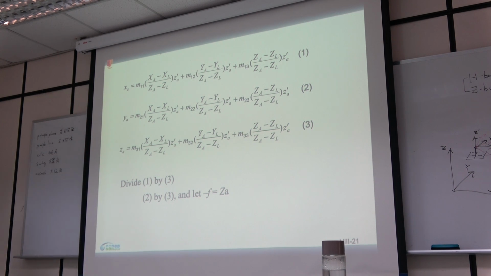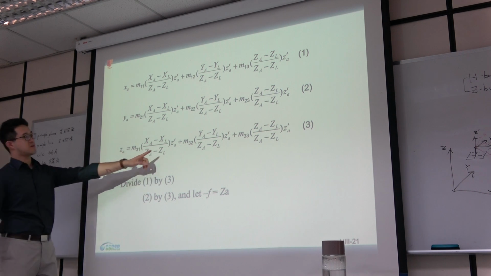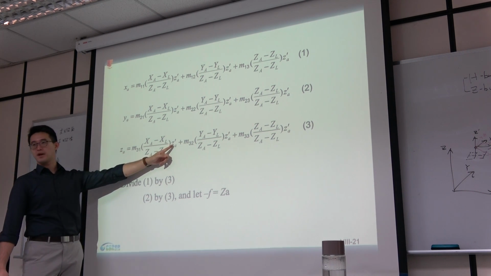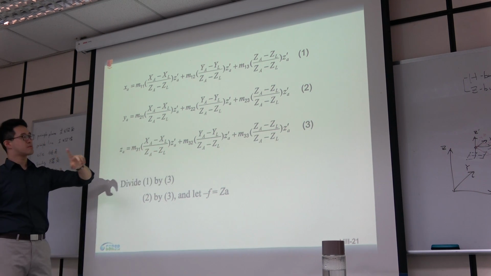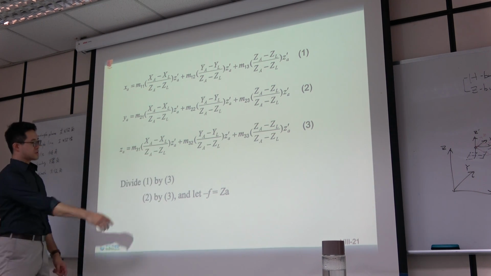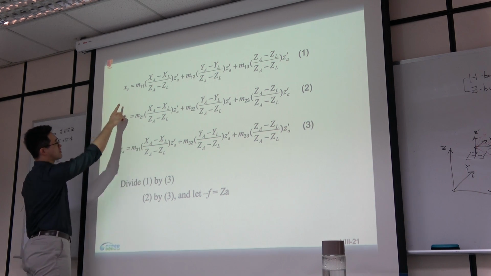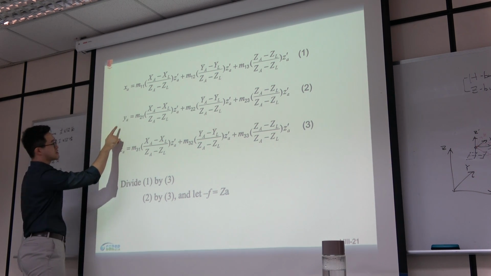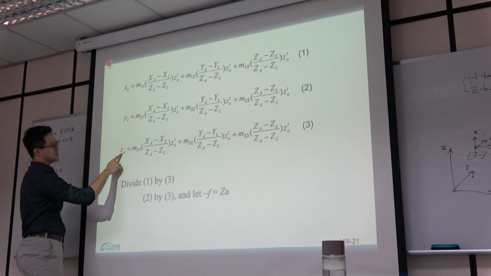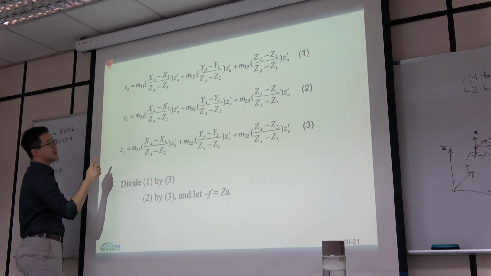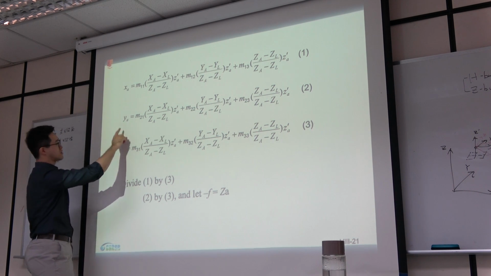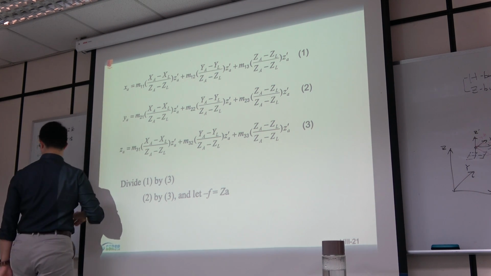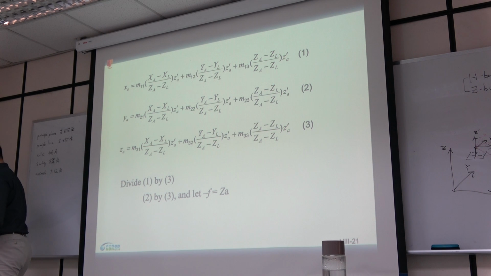The next thing that we are going to do is, because right now we still have the ZA plot, we need to remove the ZA plot. So how to remove the ZA plot? We use the first equation divided by the third equation, and the second equation divided by the third equation. As you can see, let's take a look at the Y and Z.